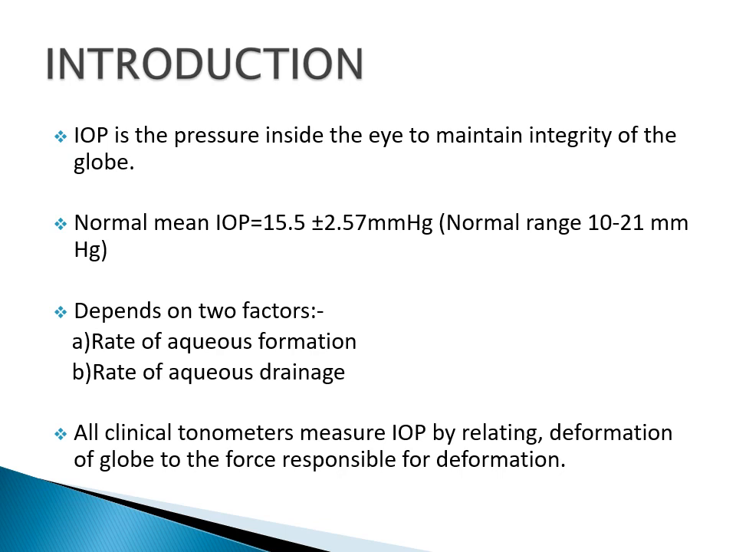The normal mean intraocular pressure is 15.5 plus or minus 2.57 millimeters of mercury. Usually, it ranges from 10 to 21 millimeters of mercury. Intraocular pressure depends on two factors: the rate of aqueous formation and the rate of aqueous drainage. All clinical tonometers measure intraocular pressure by relating the deformation of the globe to the force responsible for the deformation.